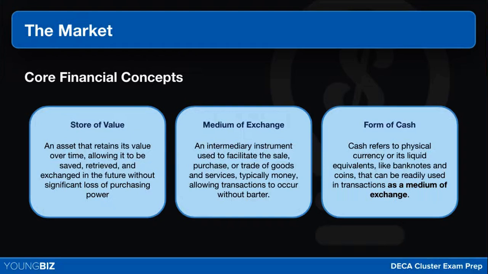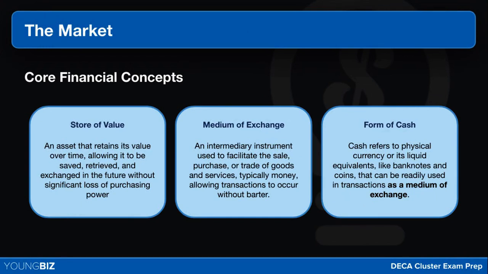Moving on to core financial concepts in the market, first up we have a store of value, which is an asset that retains its value over time, allowing it to be saved, retrieved, and exchanged in the future without significant loss of purchasing power. An example, fiat currency, which is money that is government issued, such as the US dollar, can be seen as a store of value because it retains its value over time. Similarly, gold can be seen as a store of value as well.